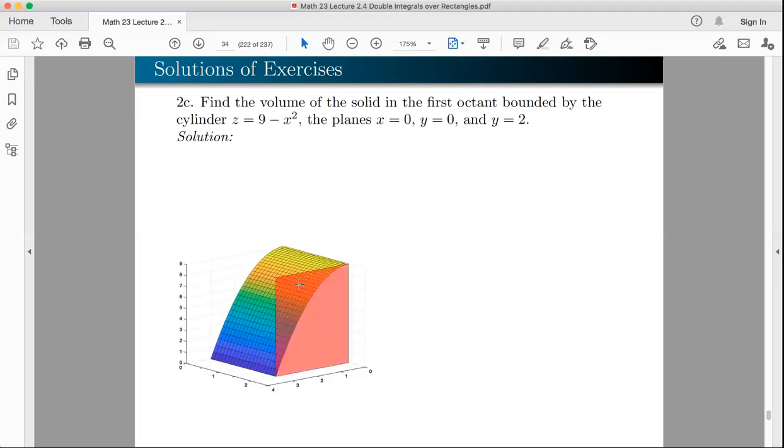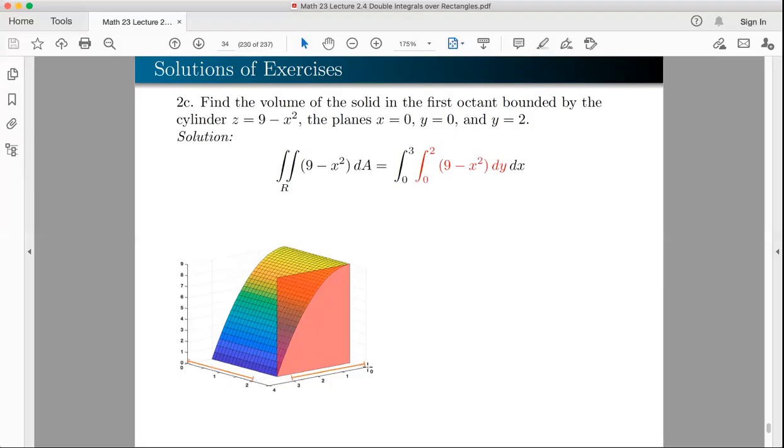Now this is the plane y equals 2. The plane x equals 0 is the yz plane. The plane y equals 0 is the xz plane. So the region that we want is bounded by this surface and these three parts of the plane, and also the base. So the iterated integral for the volume gives us, for y, ranging from 0 to 2, and x ranging from 0 to 3.